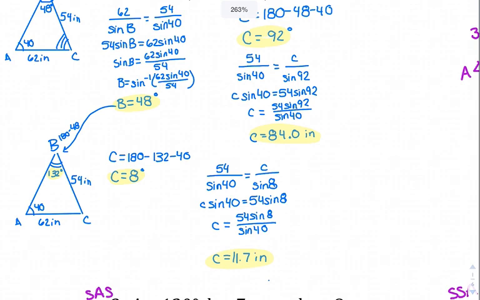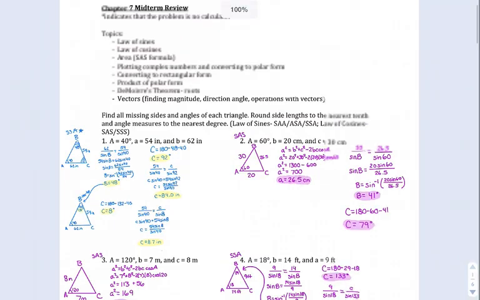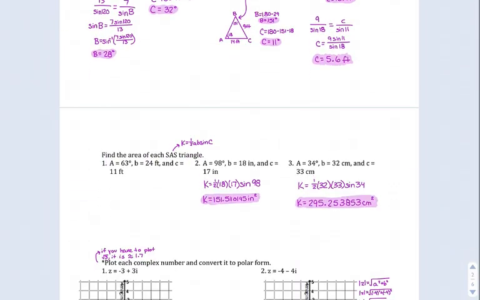So those are my 6 values because I used side-side-angle, which gave me 2 different triangles. So that's law of sines. Like I said, it's a mixed review of law of sines and law of cosines. So I'm going to let you try the next 3.